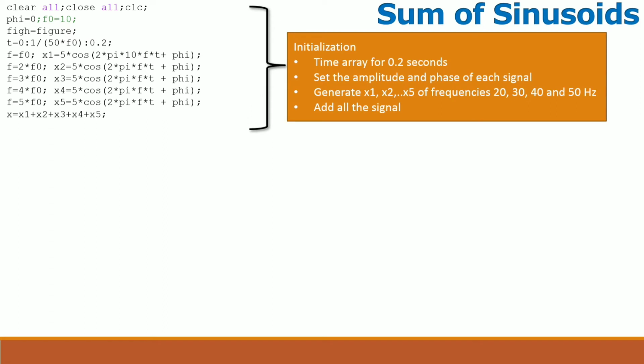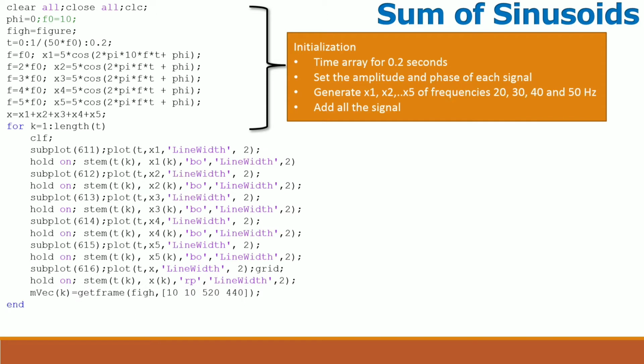The first code segment is the initialization. We create a time array for 0.2 seconds, set the amplitude and phase of each signal. Then we generate 5 signals, x1, x2, x3, x4, and x5 with frequencies of 10, 20, 30, 40 and 50 Hz, respectively. We then add all the signals to create a composite signal X.